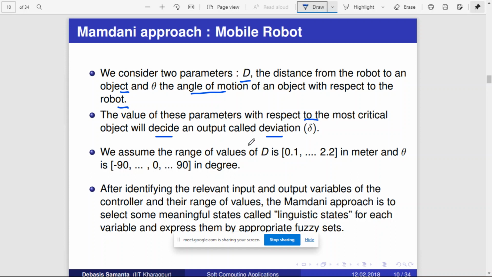So let us assume that d takes values in the range 0.0 to 2.2. That is, this is the smallest distance possible between a robot and an object, and this is the maximum distance possible between a robot and an object in the given area. And theta, the angle of motion of an object with respect to the robot, can take any value from minus 90 degrees to plus 90 degrees. Okay, right?